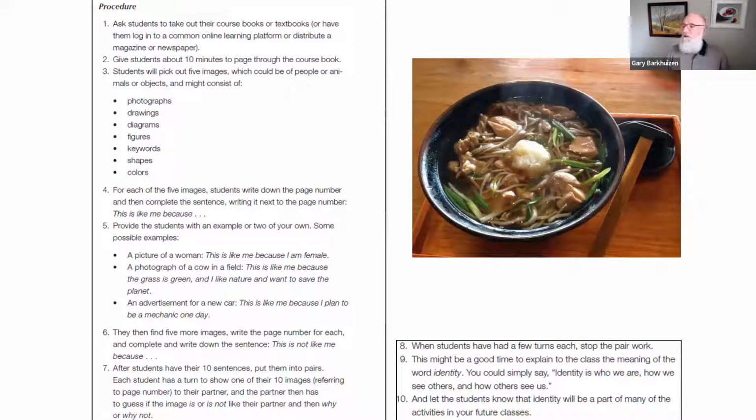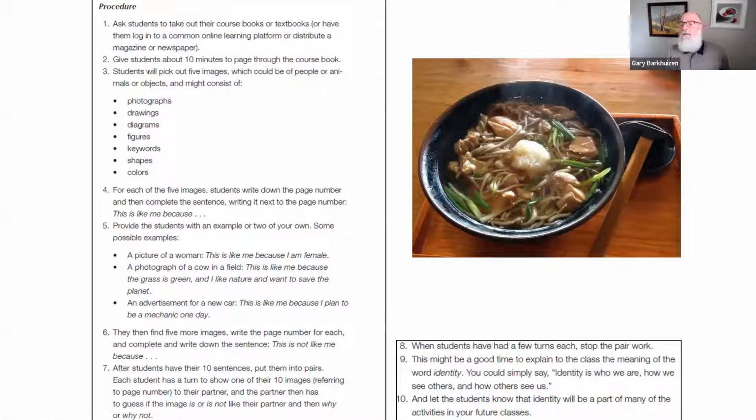So the teacher provides the student with an example or two, just to give them an idea of what to do. So the teacher may say, there's a picture of a woman. This is like me because I am female. A photograph of a cow in the field. This is like me because the grass is green and I like nature and I want to save the planet. An advertisement of a new car. This is like me because I plan to be a mechanic one day. Just a couple of examples.